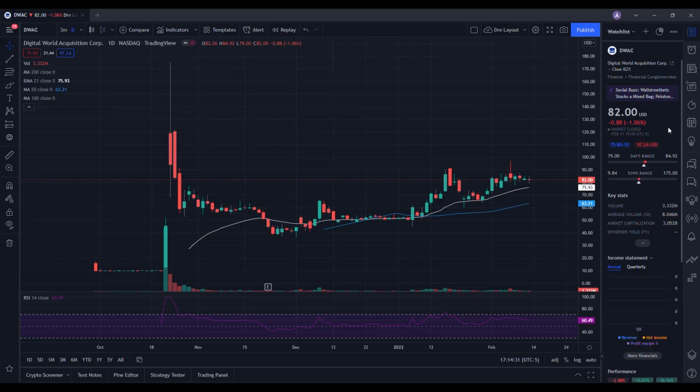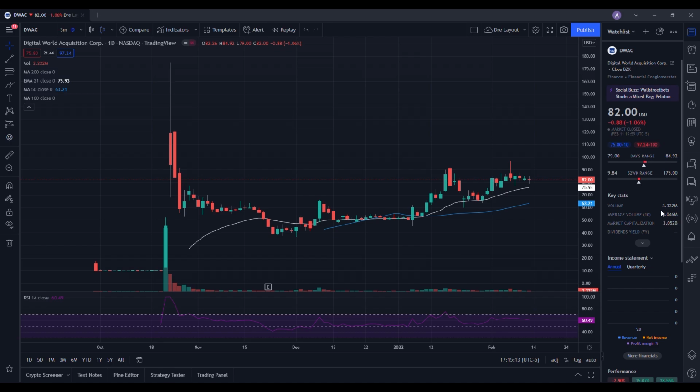So we're going to do a technical analysis for Digital World Acquisition Corp. Let's see how it performed on Friday. It ended up closing at $82, down 1.06%. On the low, it tested $79, and on the high, it tested $84.92. When we take a look at the volume stats on the day, we traded 3.332 million shares, and the average volume over 10 trading days is 8.046 million shares.